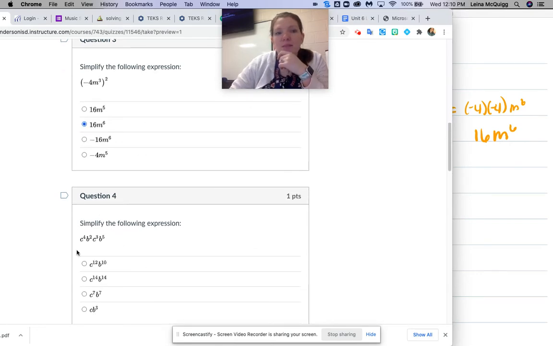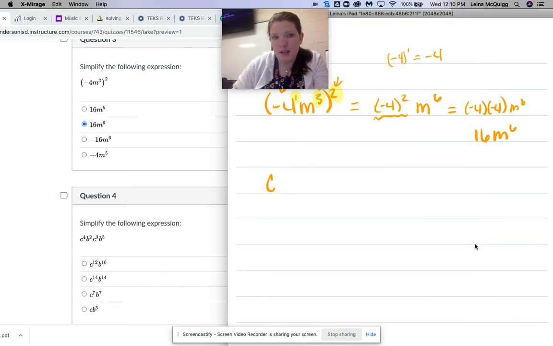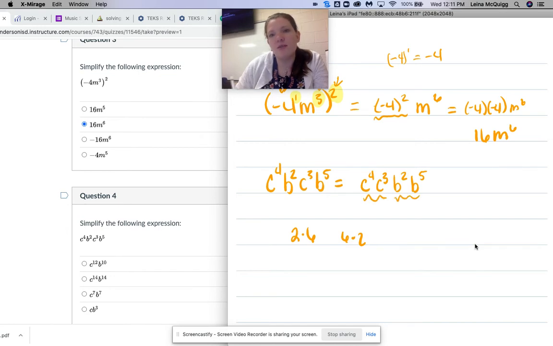Okay, this one right here, I think you can do. I'm just going to explain that we remember that multiplication is commutative, which means that we can write it in any order we want. That means 2 times 6 is the same thing as 6 times 2. So that means I can rewrite this as c^4 times c^3 plus b^2 times b^5. I can put my c's together and I can put my b's together. Then I'm going to add these 2 exponents, add these 2 exponents, and I'll have an answer. Okay, so I'll let you guys do that one.